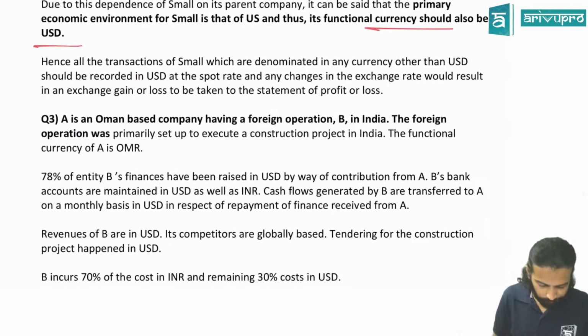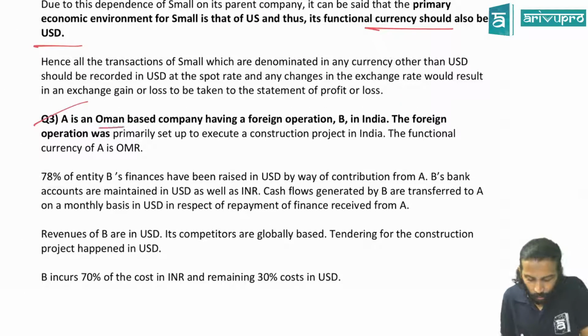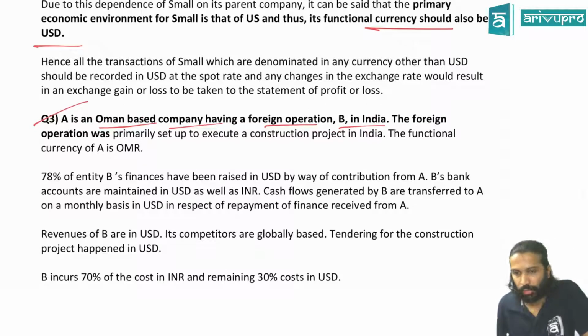Question number 3. A is an Oman-based company having foreign operation B in India. Main company is in Oman and they have a foreign operation in India. What sort of foreign operation? We don't know. They have not given. Could be branch, could be JV, could be associate, could be subsidiary, could be anything.